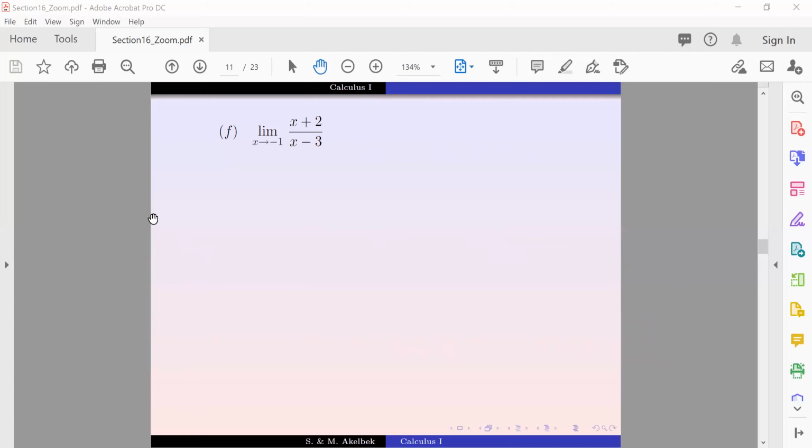We have limit as x goes to -1 of x plus 2 over x minus 3. We always start by substituting: -1 plus 2 over -1 minus 3. Because if we get lucky like this time, we are done. So this is 1 over -4. So the answer is -1/4.